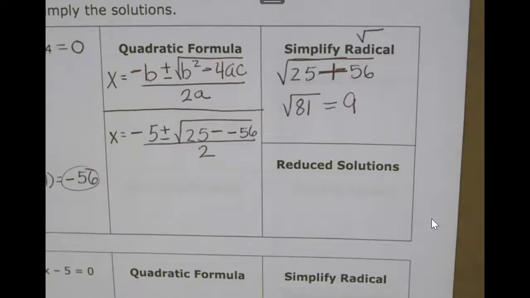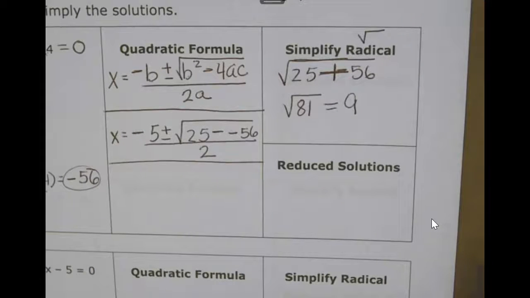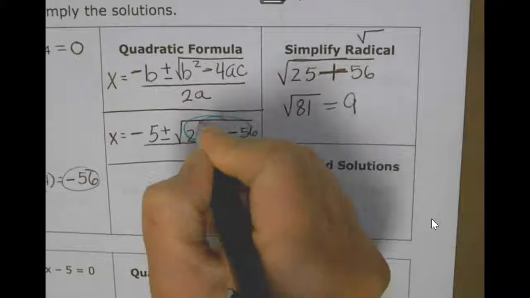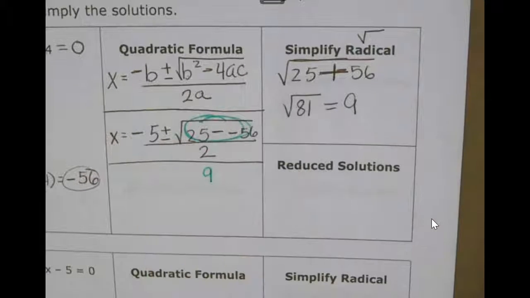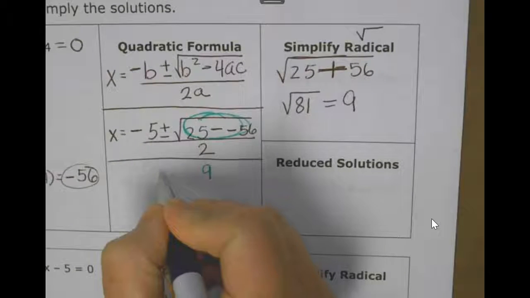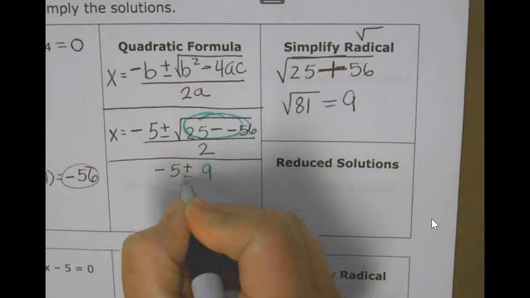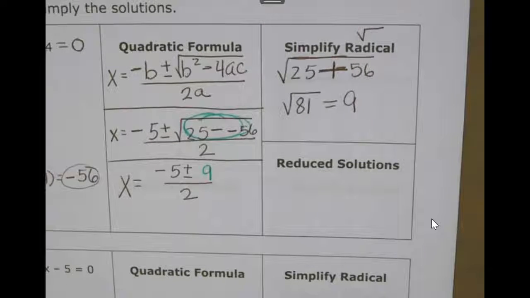So, in place of this radical is equal to the number 9. I still have a minus 5 plus or minus the 2. That's what x is equal to.